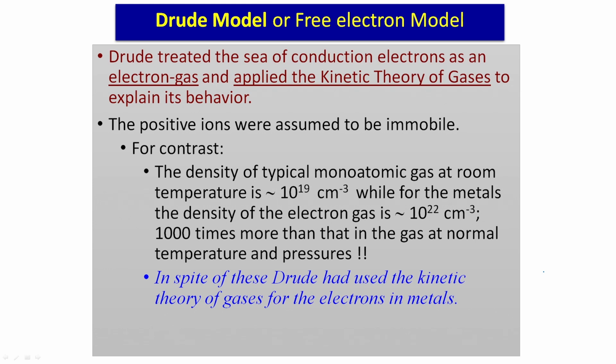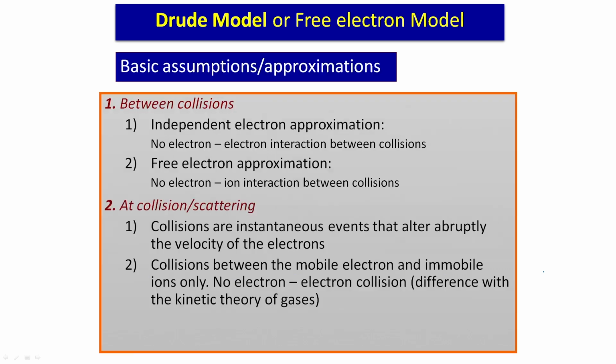For contrast, what is the density of a typical monoatomic gas at room temperature? The density of particles in monoatomic gases like helium and neon is about 10 to the 19 per cubic centimeter, while in metals the density of electrons is 10 to the 20 per cubic centimeter, which is almost 1000 times higher than any monoatomic gas at room temperature. So, in spite of all this, the kinetic theory of gases was used for electrons in metals. We will not talk about how it is used, but I am just giving you important information.